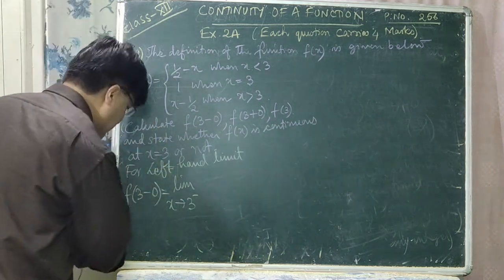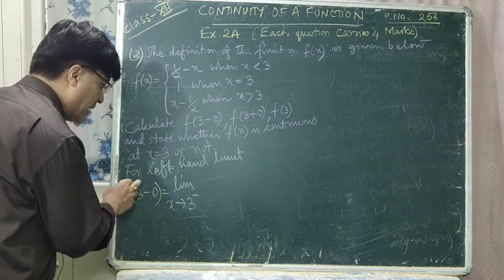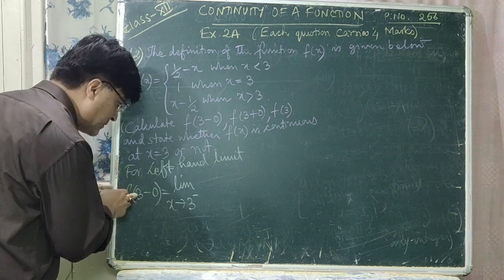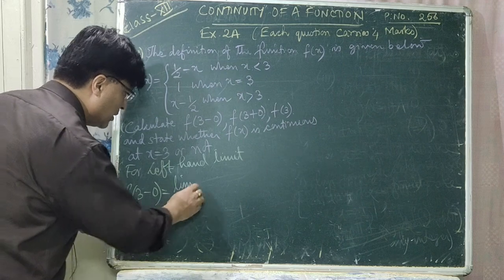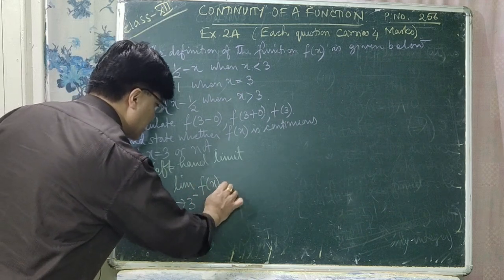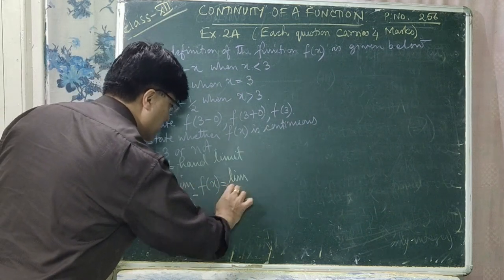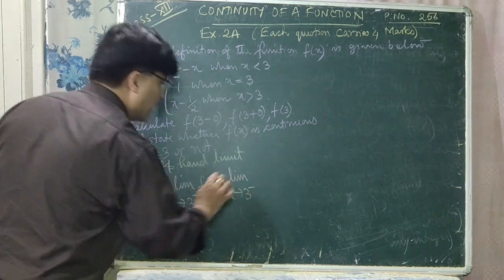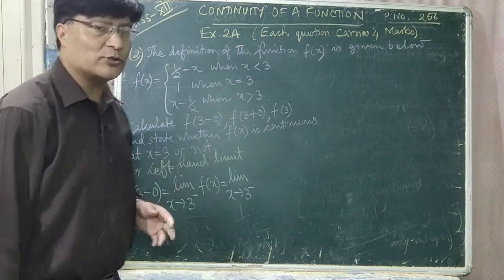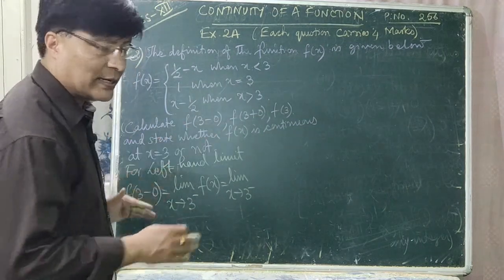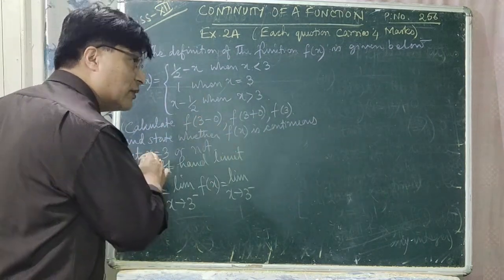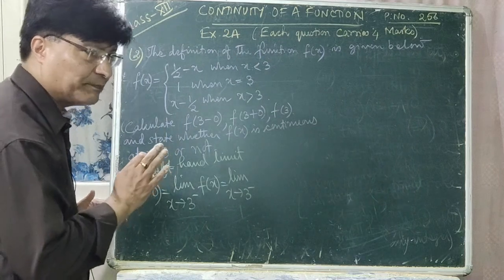Okay, so it indicates that this is the left hand limit, and another way of writing this left hand limit is f of 3 minus 0, which is equal to limit x tends to 3 minus f of x. Actually, x tends to 3 minus means x is approaching 3 from the left hand side, and on the left of x equal to 3, all the values of x are less than 3.